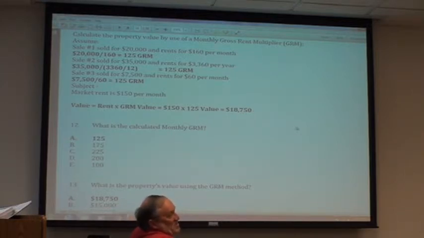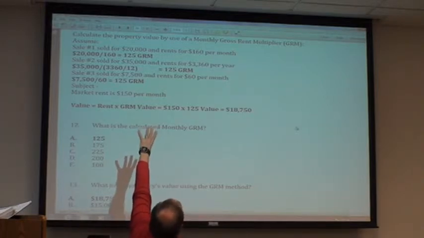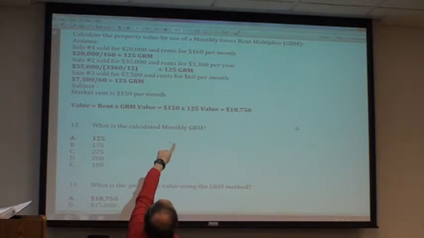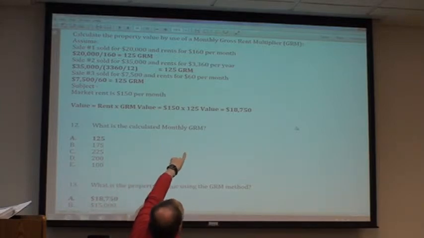Idea we need market, okay? But in this case, we got a value it rents for, and our multiplier we determined is 125. Our first question would be the $150, is that market rent or not? We got $160 a month. We got $60 a month. It could be market rent, possibly.